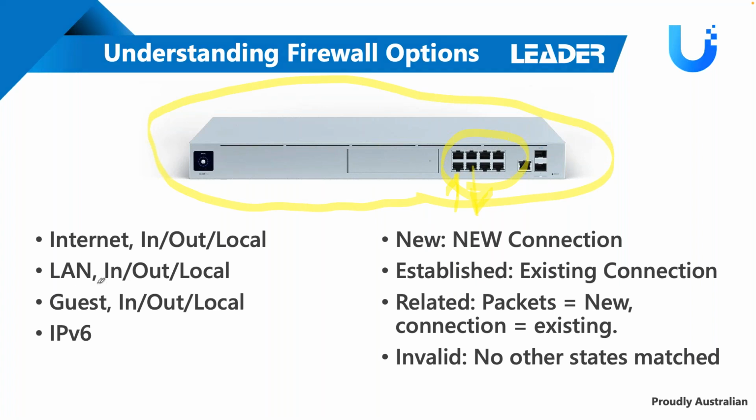So the majority of the rules that we apply would be on LAN in, and what we're trying to do is say if traffic comes into my device or my appliance, what should happen to that traffic and what state should that traffic be in in order for this rule to apply.